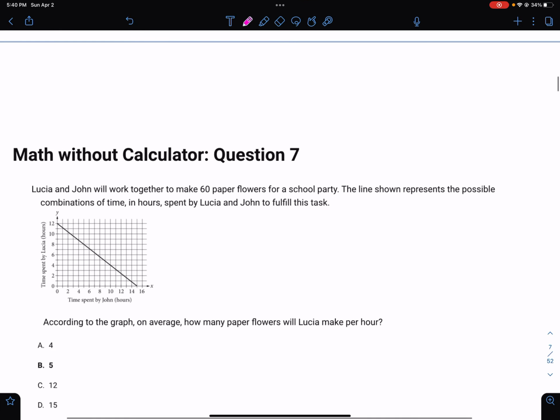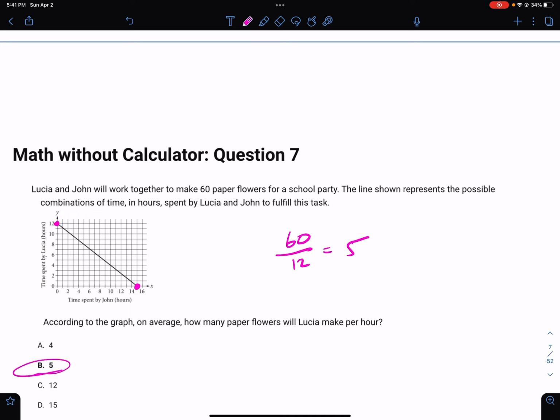The next question is right here. It's an interesting graph. With these graphs, you always want to look here and here. Let's read the question, though. It says, Lucy and John will work to make 60 paper flowers together. According to the graph, how many paper flowers will Lucia make per hour? Well, this is John, so we don't care about John. We want to go straight there for Lucia. It looks like she's spending 12 hours if she does it by herself. So 60 divided by 12, that's going to be 5 flowers per hour. It's B. All right, let's keep zipping.